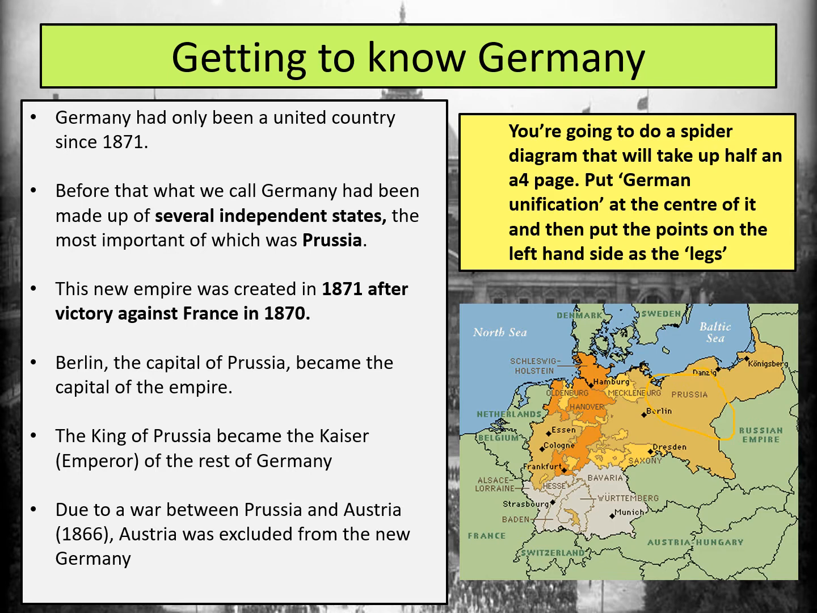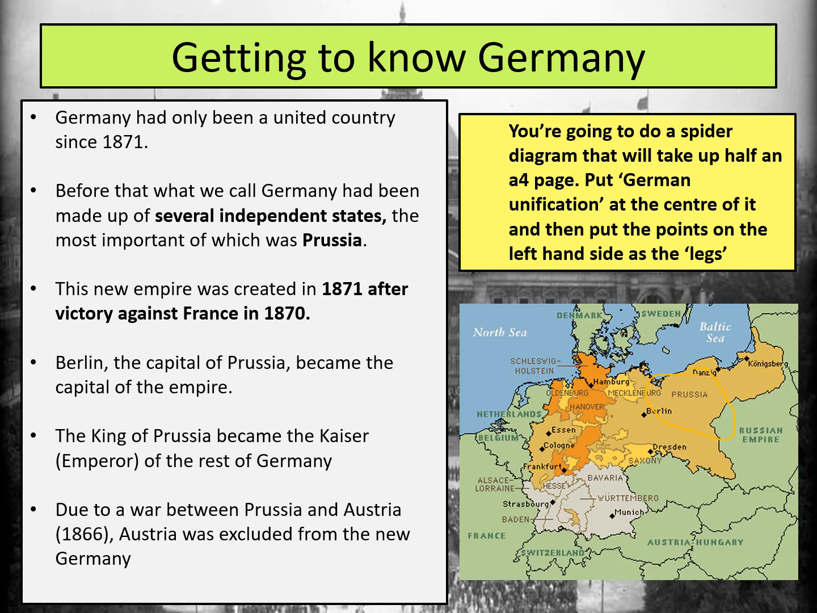So Prussia was the largest state in Germany, it controlled about 50% of the territory, and the capital of Prussia was Berlin. Now, the King of Prussia essentially united the whole of Germany together, and then the King of Prussia became the Kaiser, the emperor of the whole of Germany as it was created.